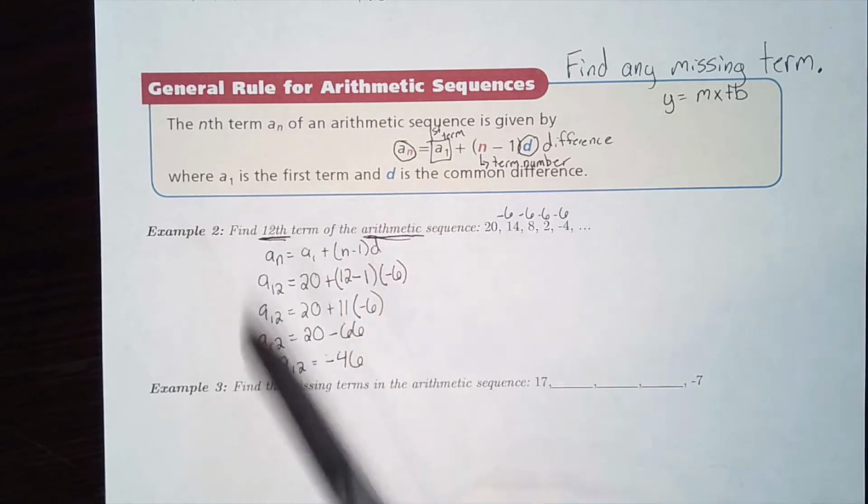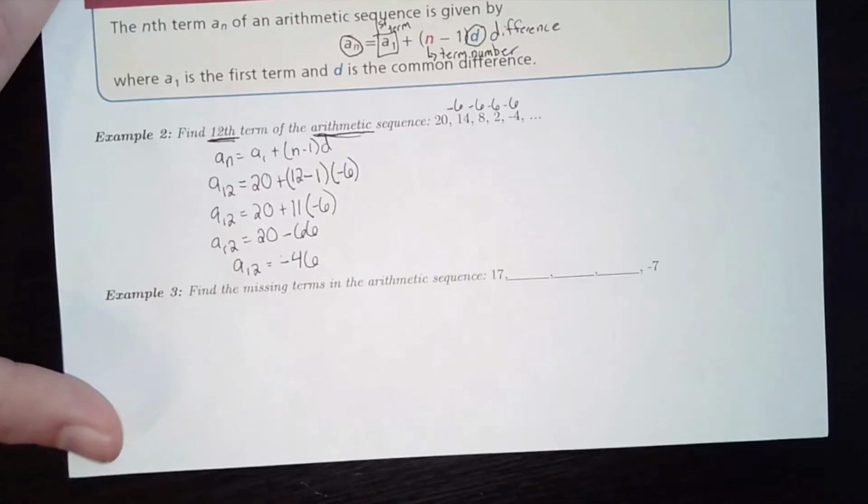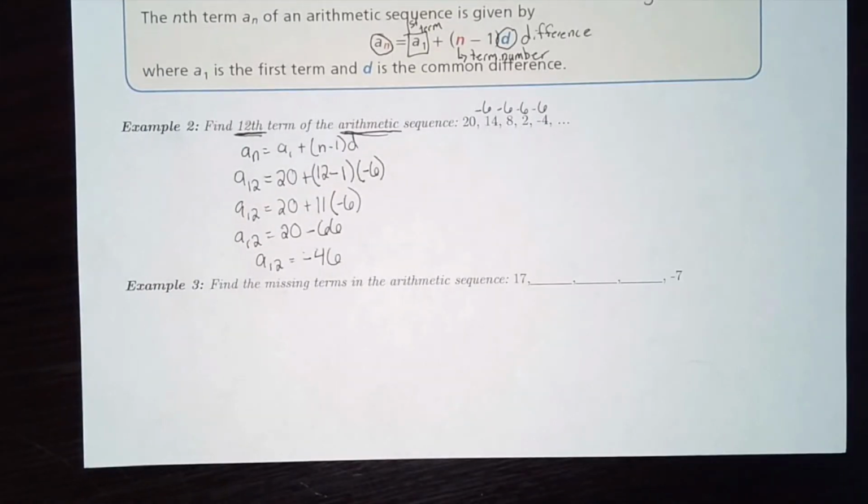But really your equation here is going to be your shortcut. Alright, let's talk about example 3. Example 3 says find the missing terms in the arithmetic sequence. I have 17, and I have a bunch of blanks, and then I have a negative 7. Now I say there's a bunch of blanks, but the number of blanks is actually really important.